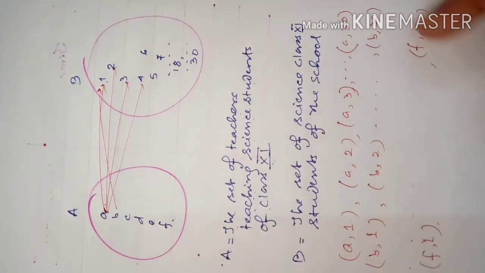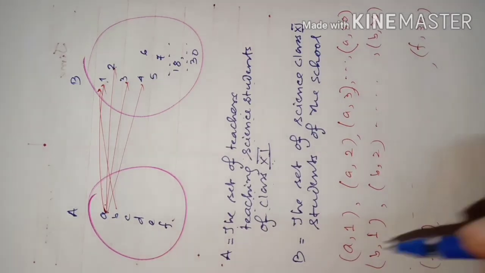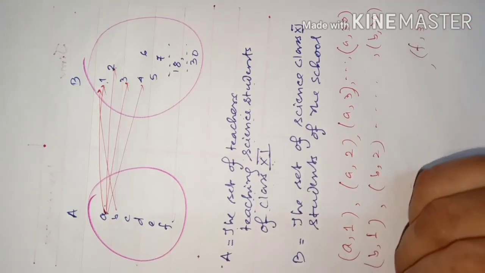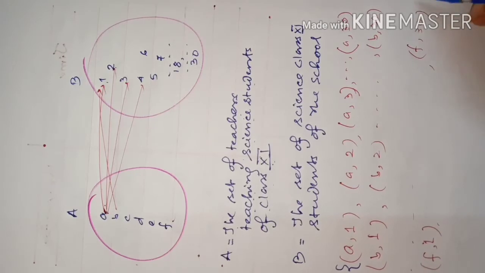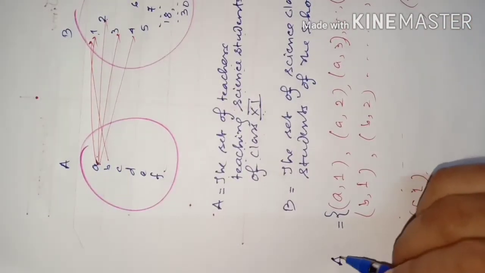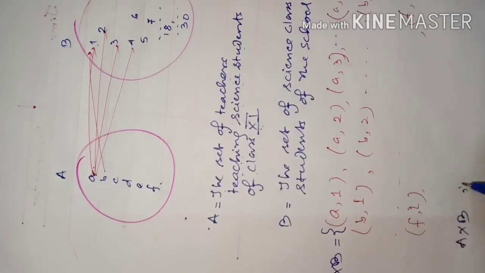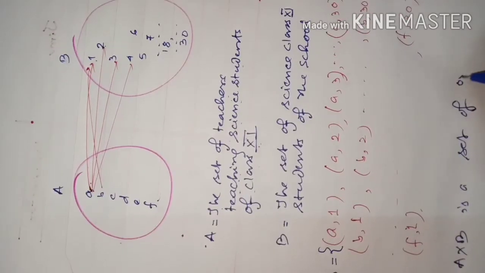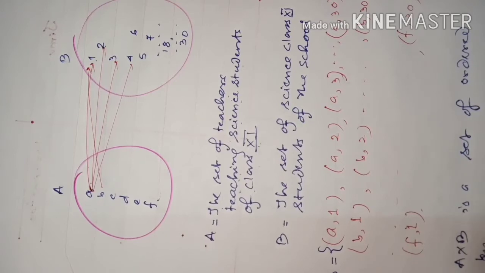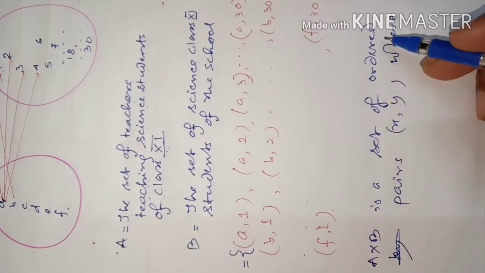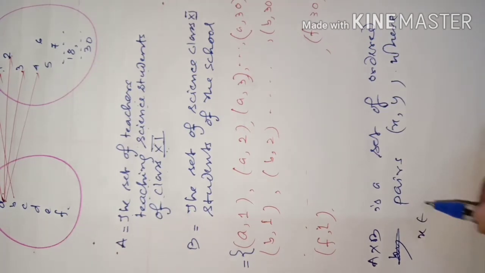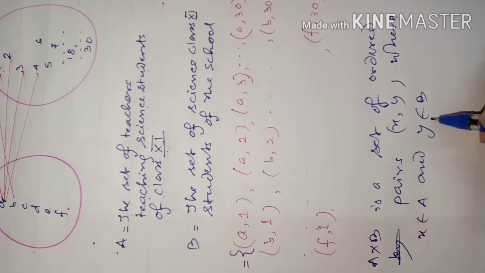So this whole set of ordered pairs is denoted by a new set called A cross B. A cross B is a set of ordered pairs x comma y, where x belongs to A and y belongs to B. Okay, x belongs to A and y belongs to B.